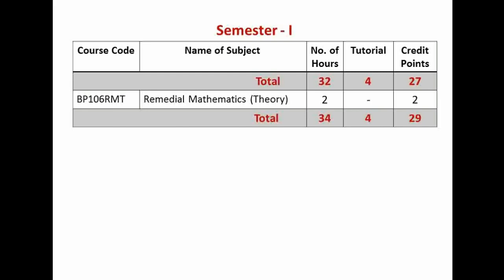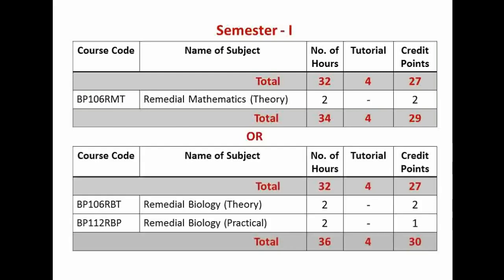Or if the student is having the additional subject, that is remedial biology, then credit points are calculated as follows. The remedial biology theory subject has 2 hours allotted per week. Tutorial hours are not assigned, so total hours becomes 2, which is multiplied with 1, so you will get the credit point 2 for the remedial biology theory.